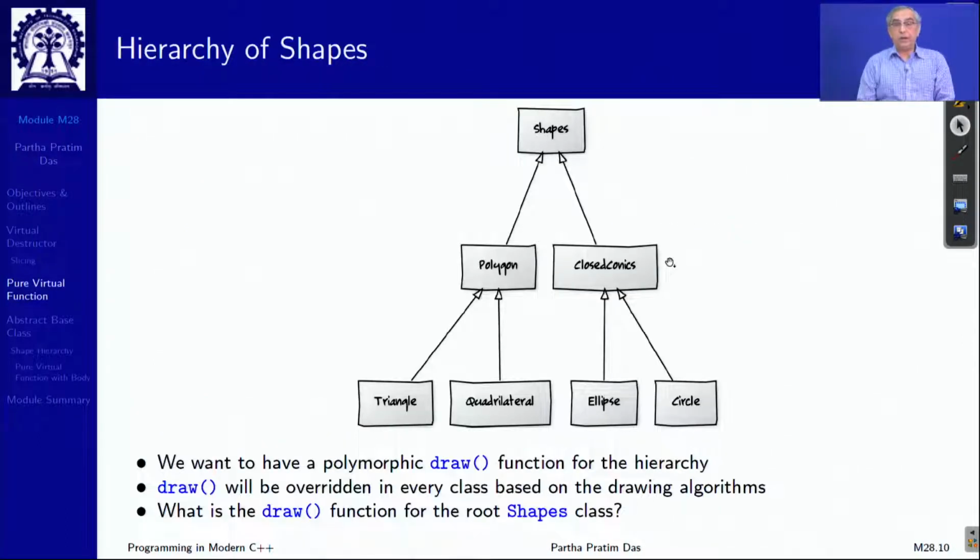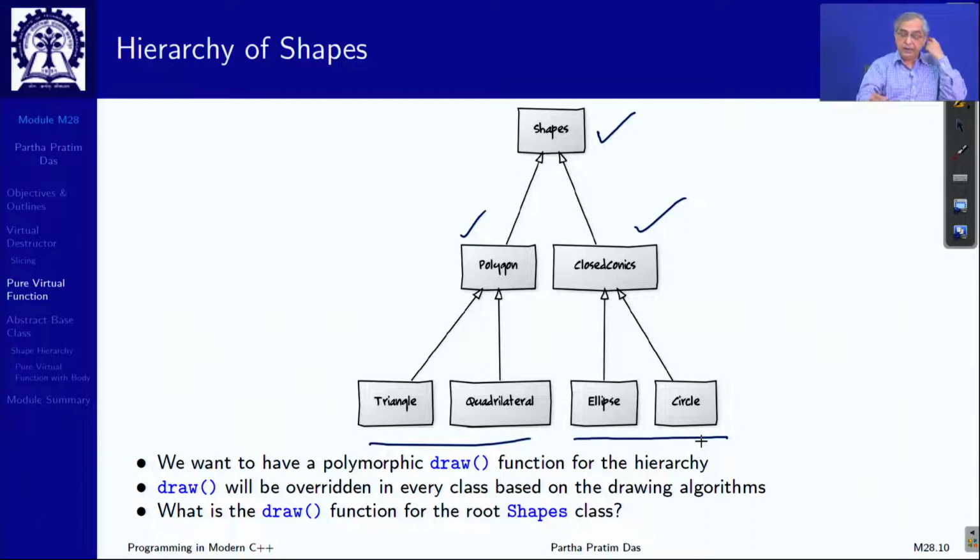Next, let us talk about pure virtual functions. Suppose we have a class hierarchy of shapes. This is a shape, polygon, closed conics, different types of polygons, different types of conics and so on. And what we want is a draw function which is polymorphically available all along this hierarchy.